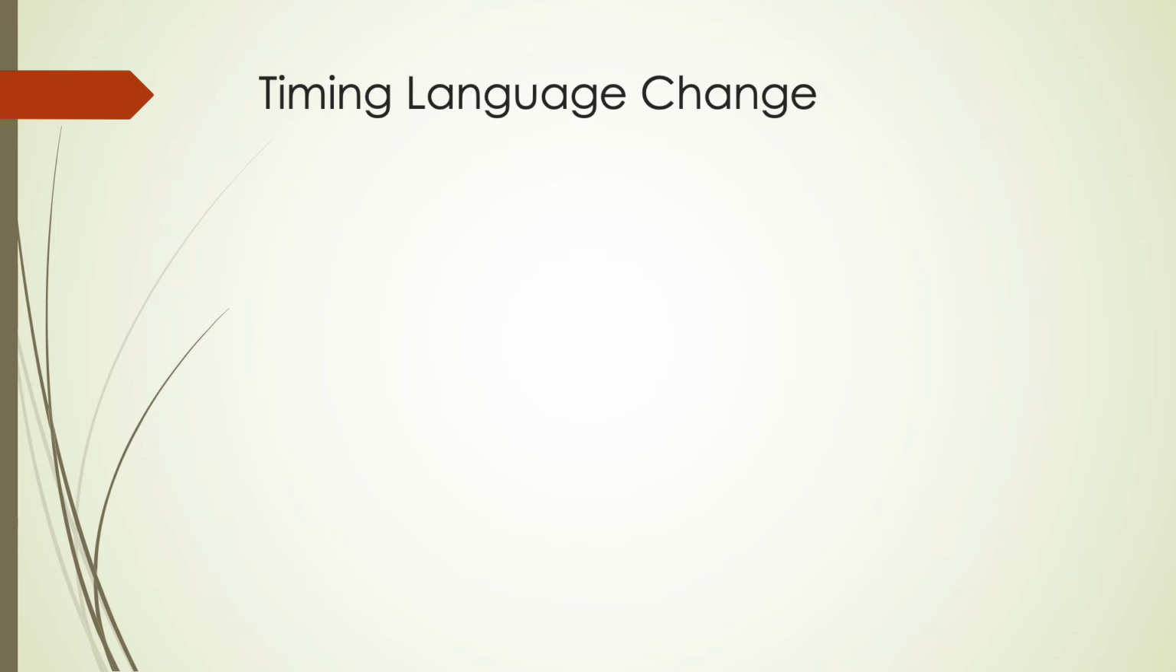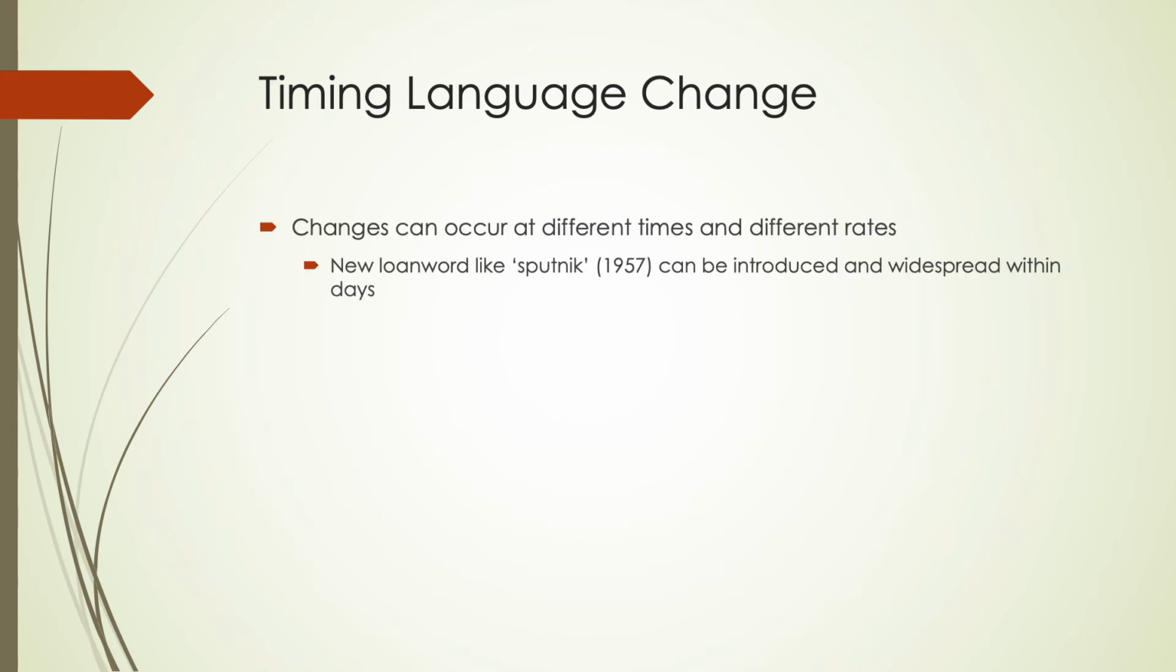And so when we're looking at how these things take place over time, some of these changes can occur at different times and at different rates of speed as well. So sometimes we can get a loan word, something like Sputnik from the 50s when we started getting into space travel. It was created, it was introduced, and it became widespread within days because it was something that was important to the news, important to our everyday lives at the time.